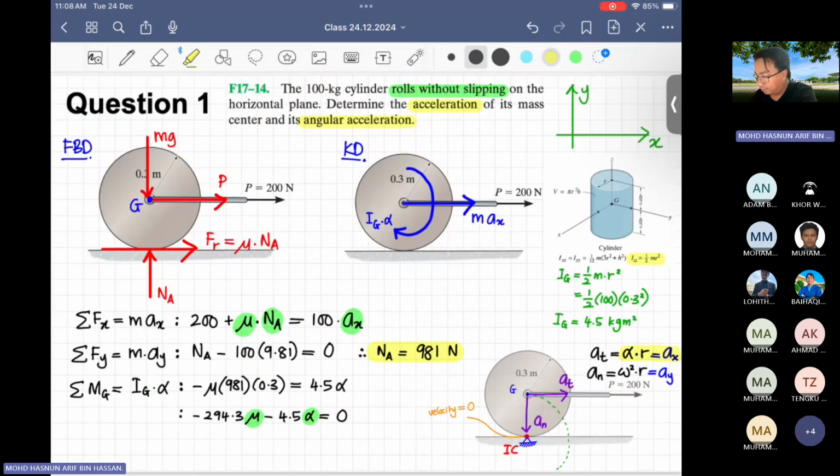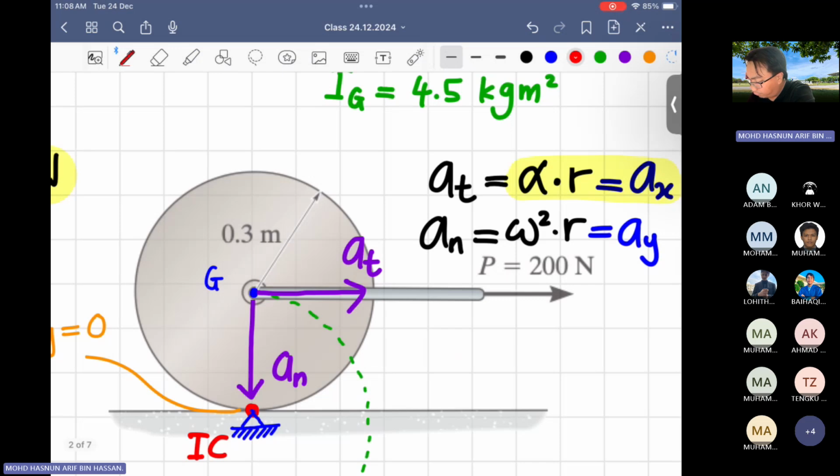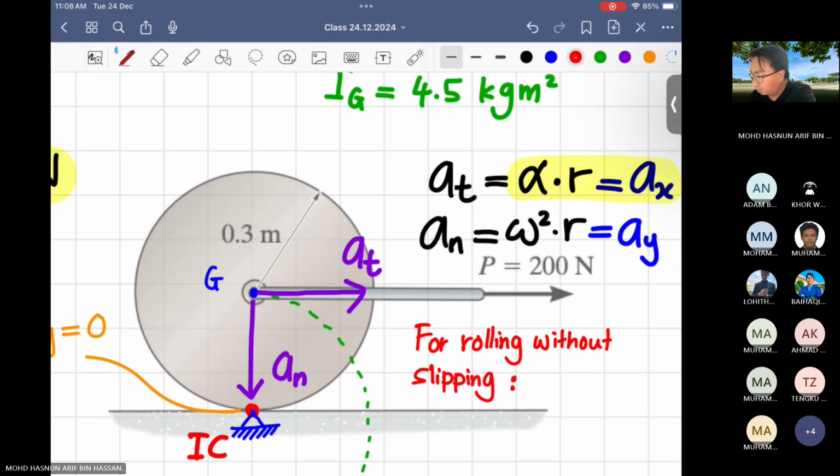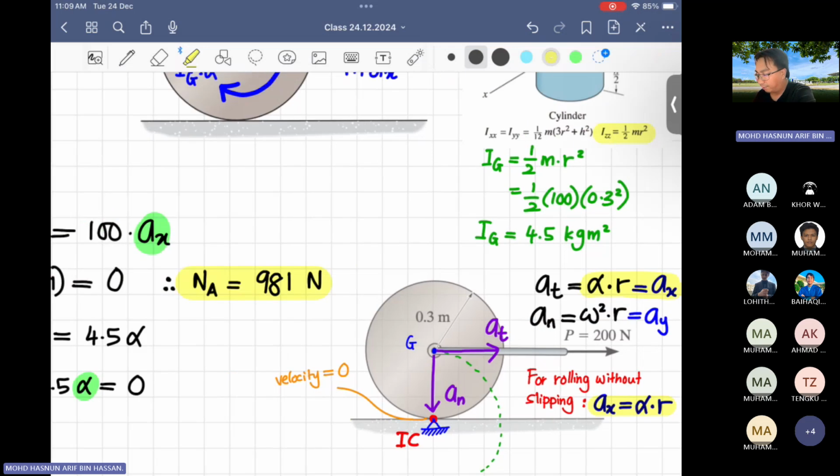So let's write it somewhere down here. For rolling without slipping, you should take note of this. For rolling without slipping, we have the equation AX is equal to alpha times R. This you need to know. AX is alpha times R.